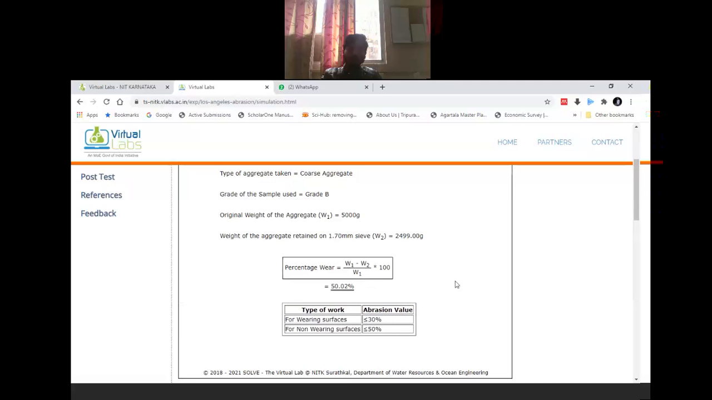So this is your result of aggregate abrasion value, 50.02 percent. For the type of work for wearing surfaces, the abrasion value should be less than 30%, and for non-wearing surfaces it should be less than or equal to 50%. So whatever aggregate you have tested, that aggregate is unsuitable for road construction.